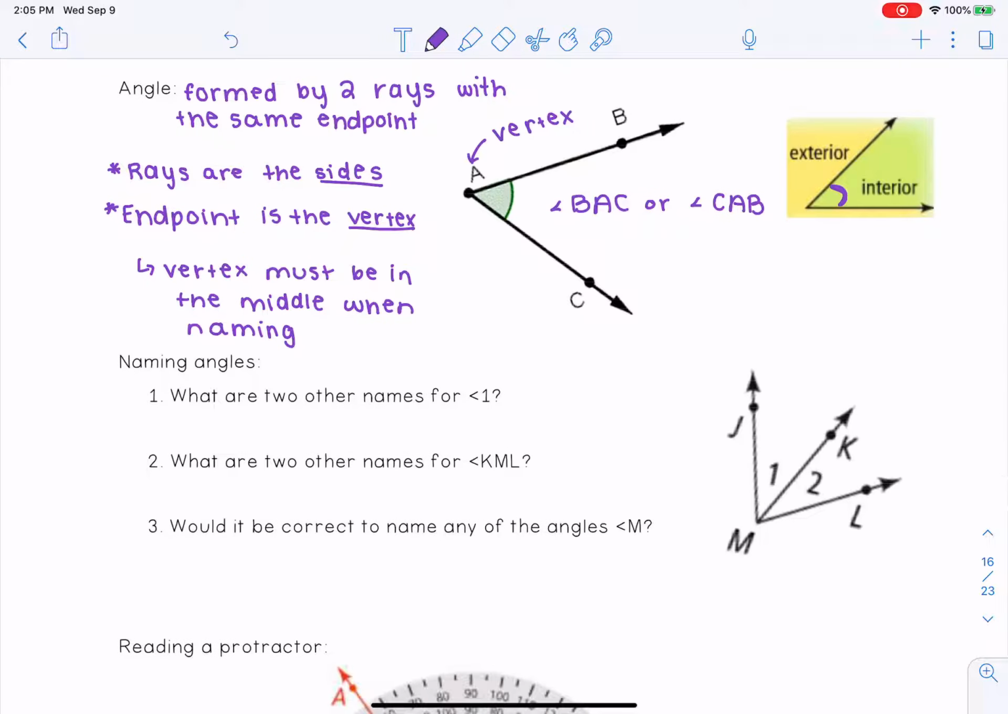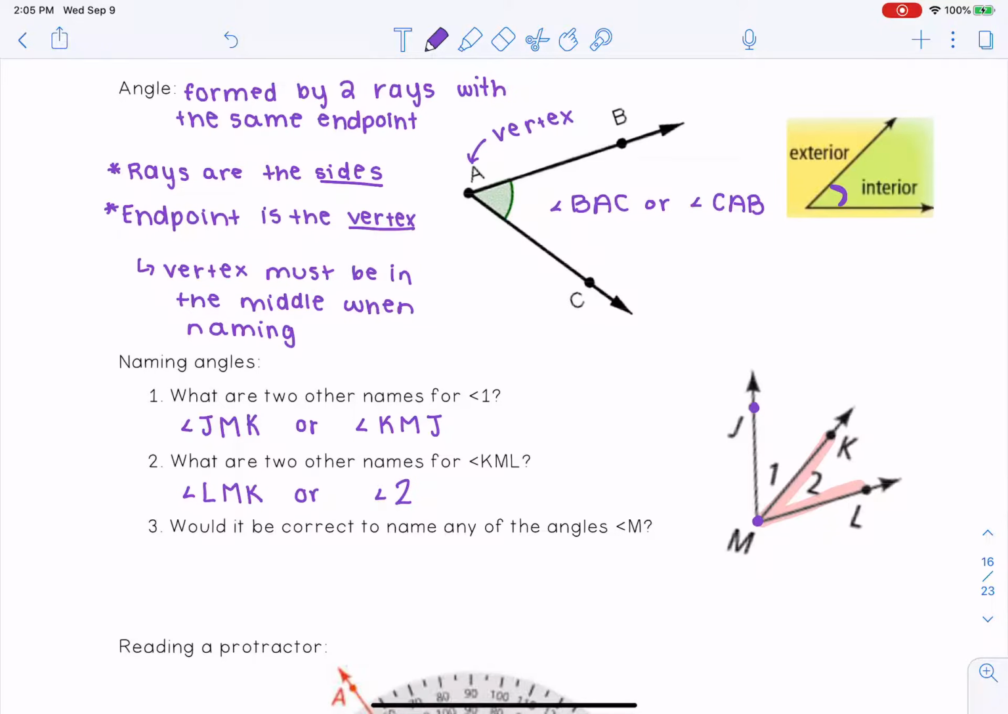So when naming angle 1, we start at one of the points on the sides. So we could say angle J, then we go to the midpoint, the vertex, and then we go to K. Or we can start at K, go to M, and then J. For angle KML, we can either reverse the letters and say LMK, or we can say angle 2.